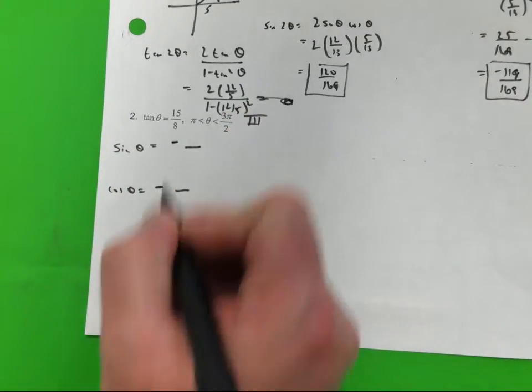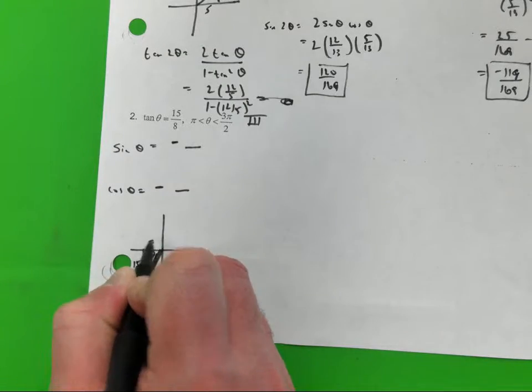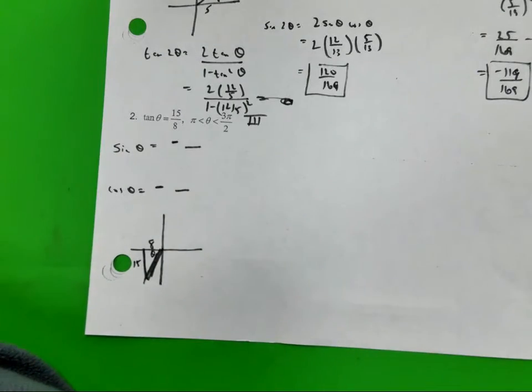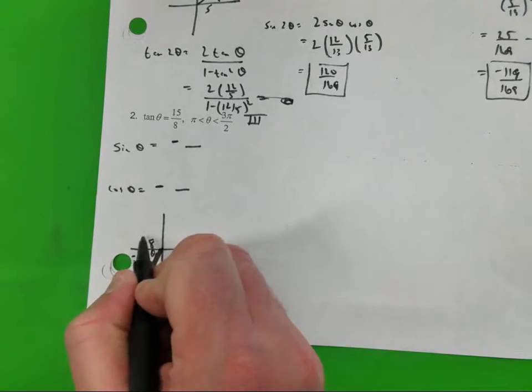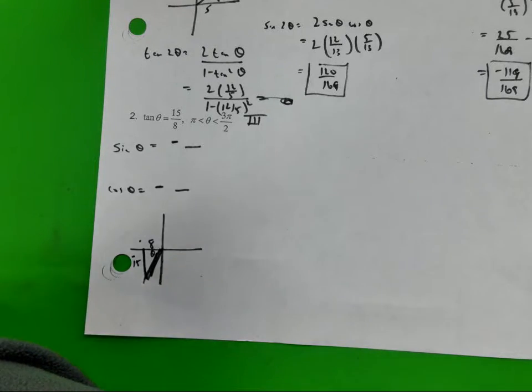Tangent is opposite over adjacent, that's 15 over 8. But let's think about this. This is in quad 3, so both of them should be what? Negative. You said, Mr. Fisher, it's not in my given, but isn't a negative divided by a negative positive? So you have to think about those kinds of things, okay? So they're both going to be negative because the x and the y are both negative in quad 3.